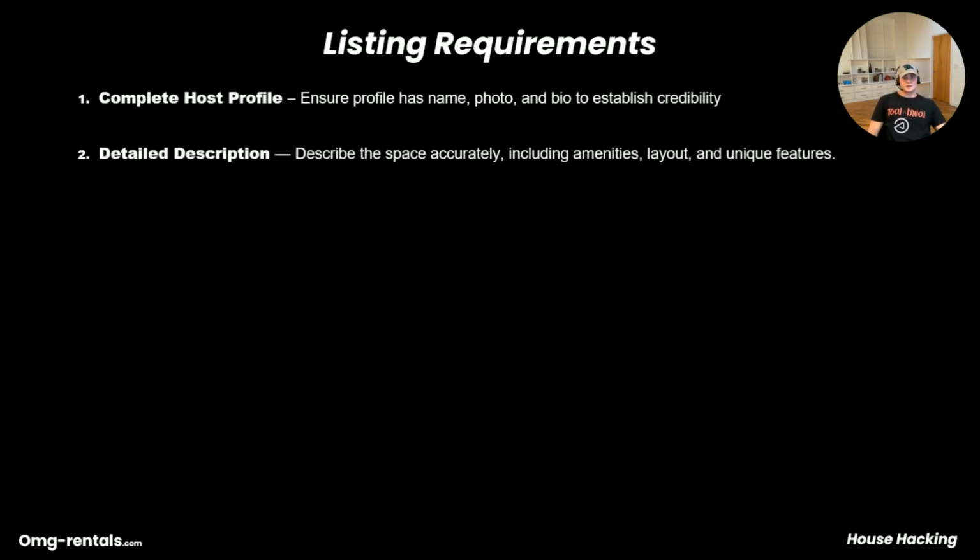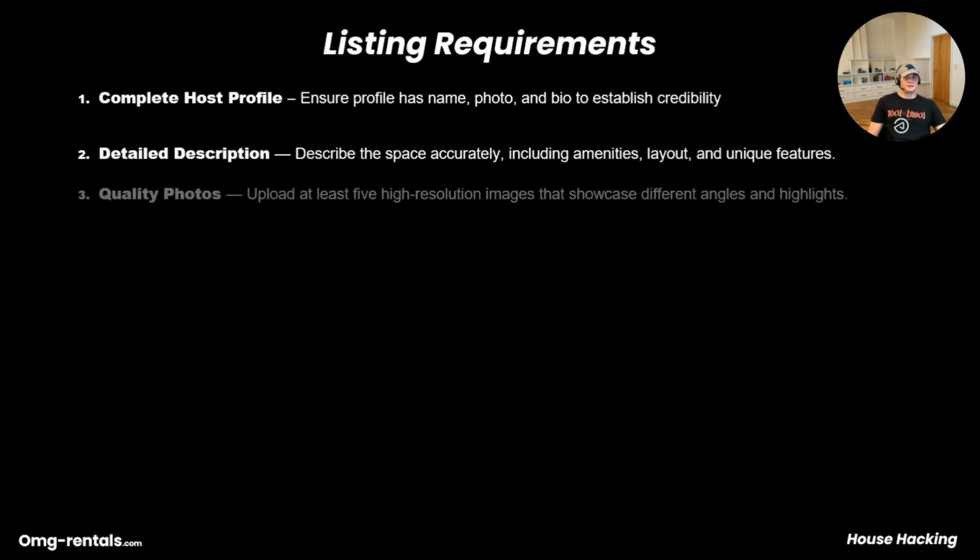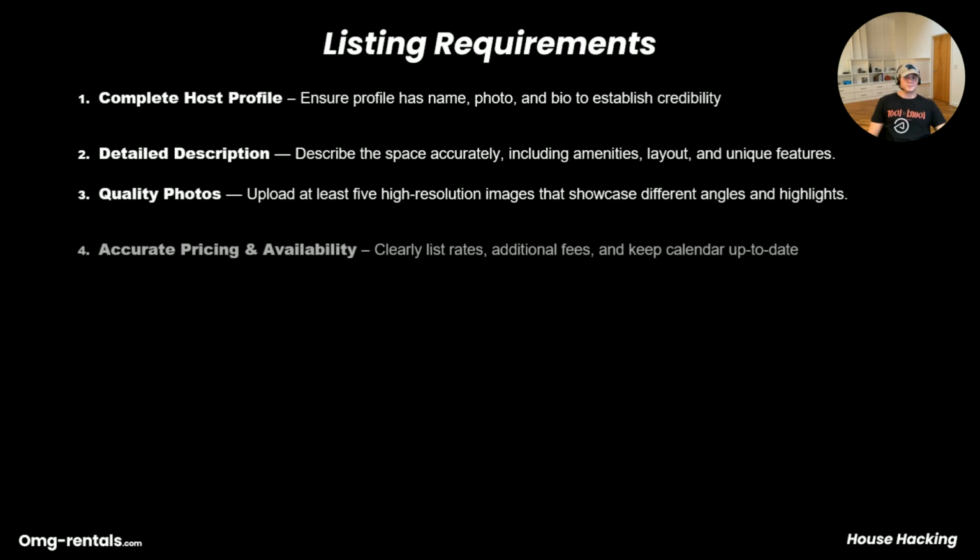Detailed description. With your space, you need a detailed description that accurately describes your space. You're going to talk about your amenities, the layout, and any unique features. We are going to have quality photos. We need at least 5 of them that showcase different angles and highlights of your space that you're putting up on Peerspace or Gigster.